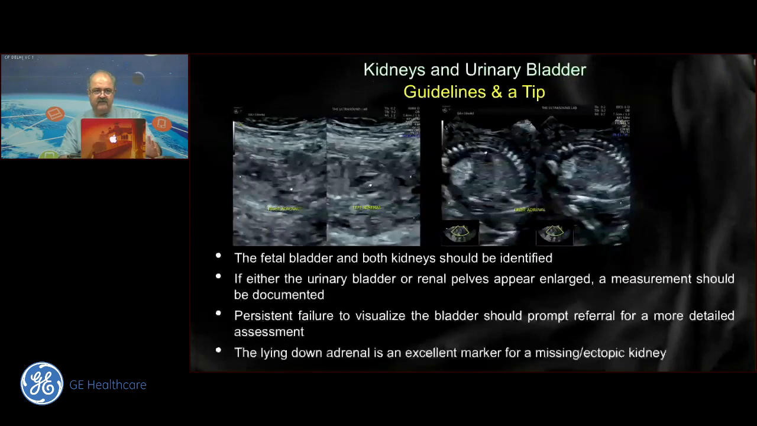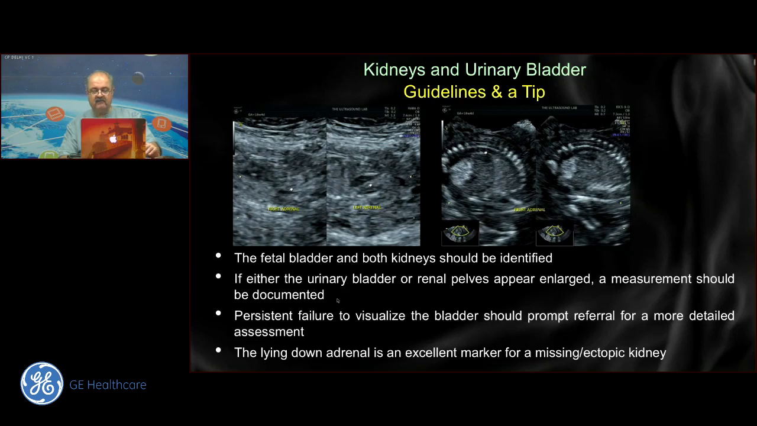Now, a few tips as we go along. We must, of course, identify the fetal bladder and both kidneys in all fetuses. And if either the urinary bladder is not seen or the renal pelvis appears enlarged, measurement should be documented. You don't need to measure the kidneys routinely at the time of the 11 to 14 weeks window or at the time of the anomaly scan or in growth scans.